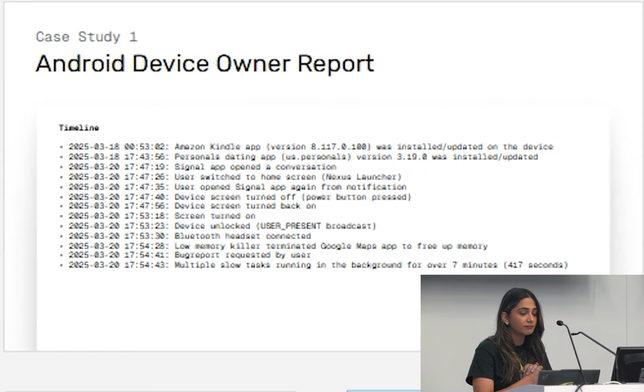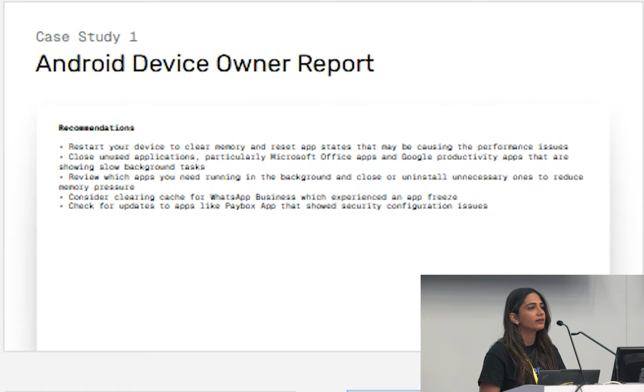Finally, the system will generate clear recommendations. So in this case, it suggests resetting app states, clearing memory, closing or removing background-heavy apps that are driving pressure, and looking at specific problem apps. So for example, just clearing WhatsApp Business cache after the freeze. What you will notice is that these recommendations actually flow directly from the evidence in the logs. And now, instead of just leaving the user guessing why the phone was crashing, they now have a short, concrete checklist of next steps that are tied to the actual events on the device.